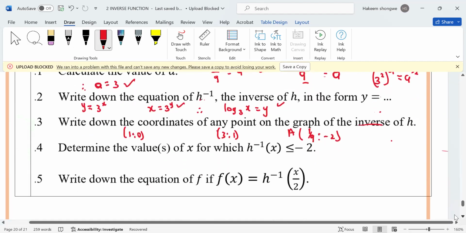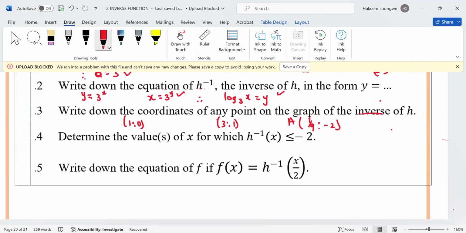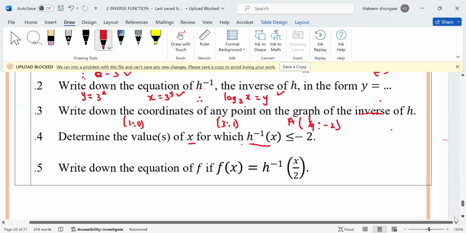Let's go to number 4. Determine the values of x for which h inverse, I think this one is the inverse, is going to be less than or equal to minus 2. Now, it's going to be simple for you if you draw this thing first. Go and draw this thing so that you will see what I'm talking about. Let's go and draw it here.